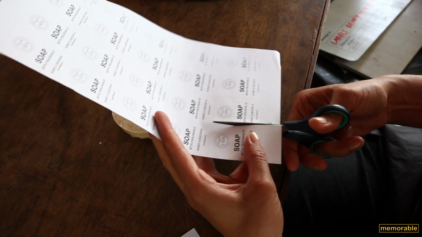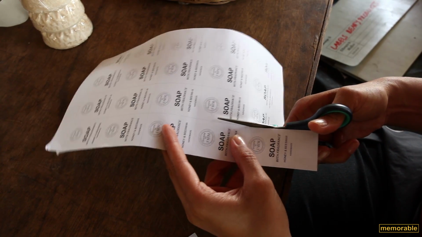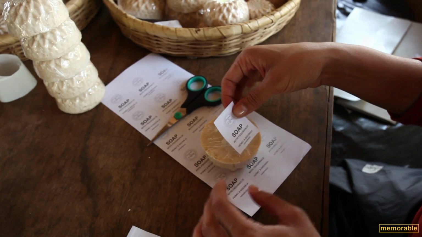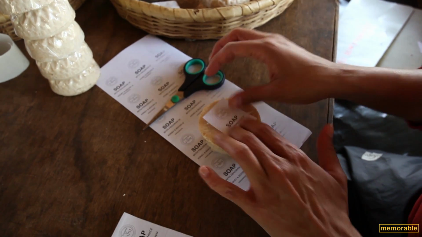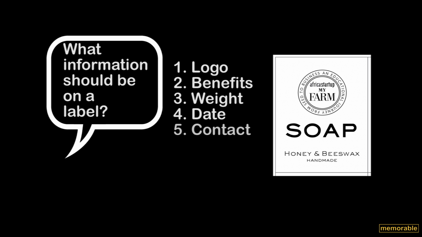You can make your own labels. You can ask a friend with some computer skills to help you, or simply find an internet cafe where you can design and print your own labels. Think about what should be on your label. You need your logo, product benefits, perhaps the weight, packing date, and your contact details.